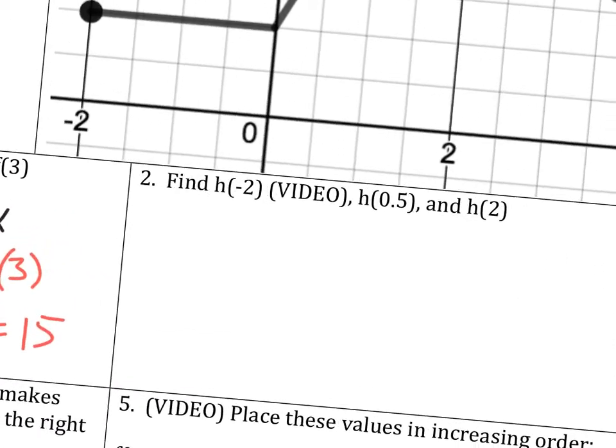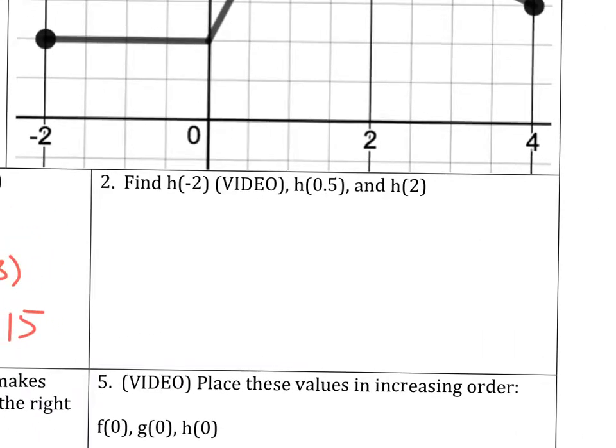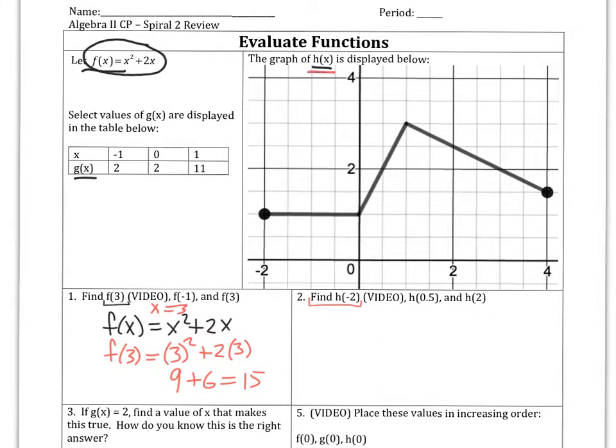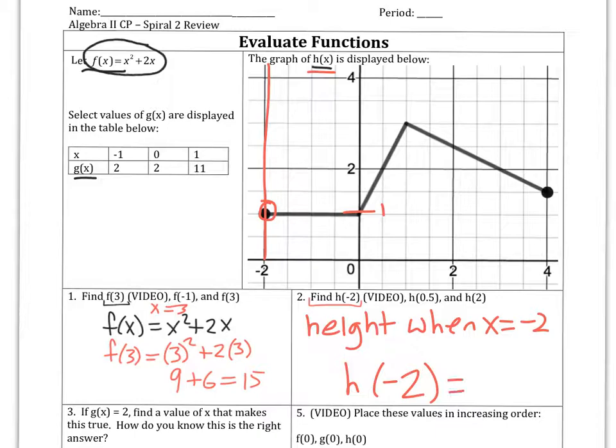For problem number 2, I've got to find h of negative 2. That's the video part of this. First thing I do is identify which of these is h, and that's going to be my graph. So I need to interpret what this means. h of negative 2 means the height of my graph when x equals negative 2. Okay, going over here, here's my graph. There's 0. This has a height of 1. So h of negative 2 is going to be 1.